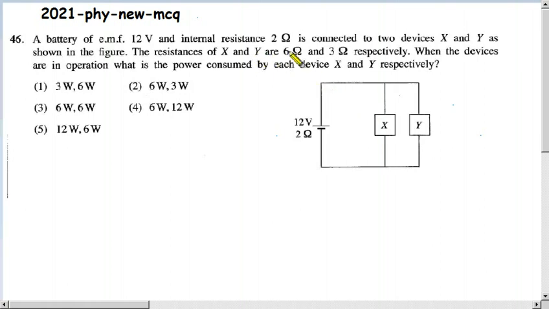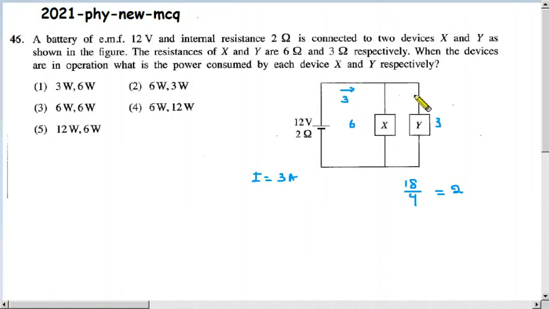The resistances are 6 and 3. So the equivalent resistance is the multiplication divided by the sum. 6 times 3 is 18, the sum is 9, 18 divided by 9 is 2, so the equivalent resistance is 2. Plus the internal resistance 2, the total resistance is 4. So the current I is 12 divided by 4, which is 3 ampere.